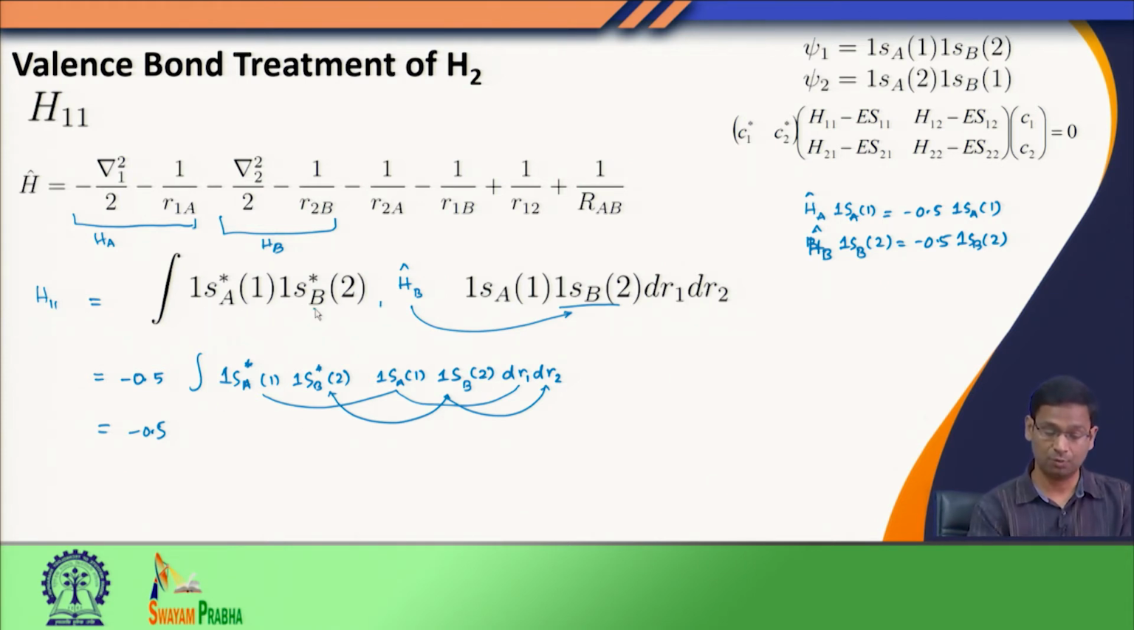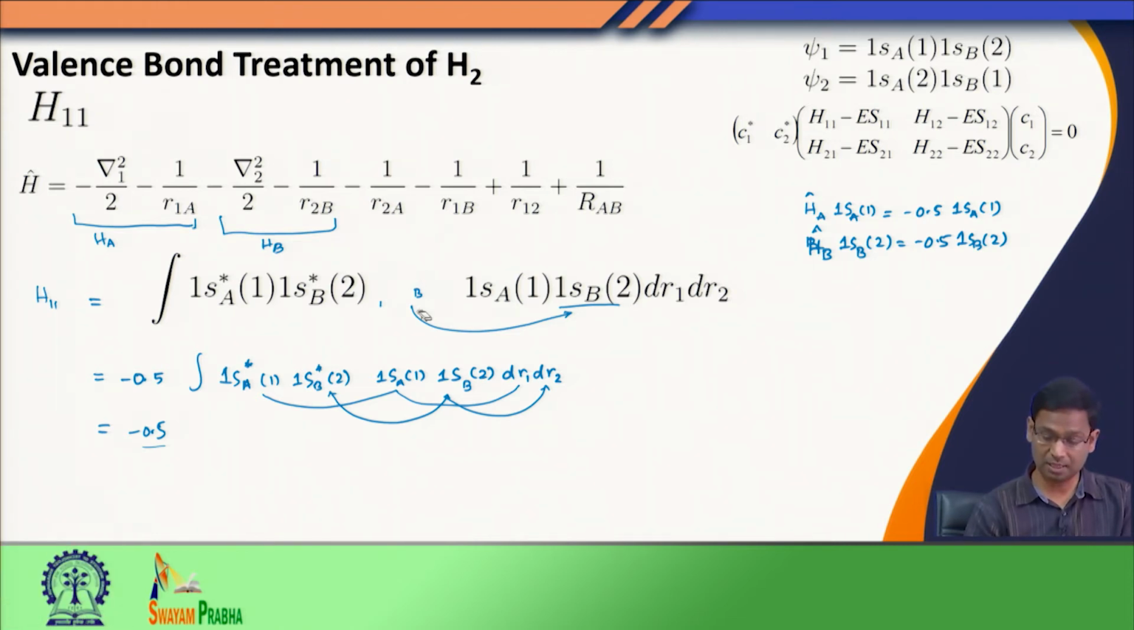So, 1s_a star and 1s_b star are there, 1s_a(1) remains unchanged, and when the Hamiltonian H_B acts on the 1s_b function, I get minus 0.5 1s_b, and when I integrate this function again, I get minus 0.5. So, this term gave me minus 0.5, and this term gave me minus 0.5. Together I have already obtained minus 1. We will keep that in mind, and now we will look at the rest of the terms.